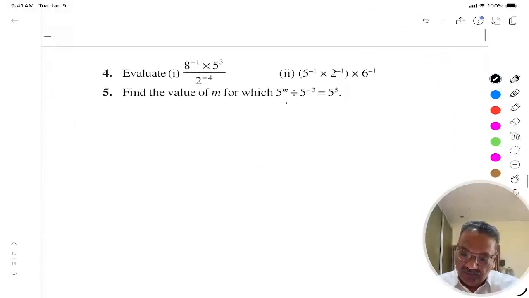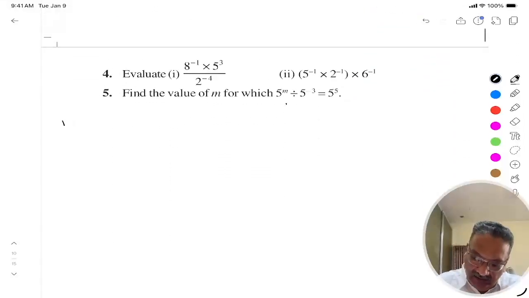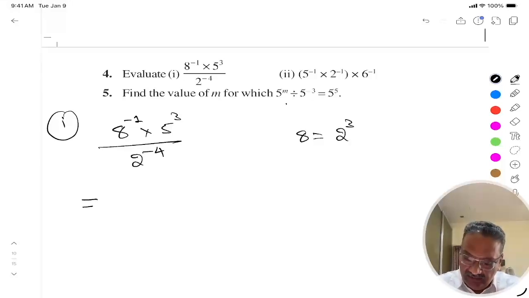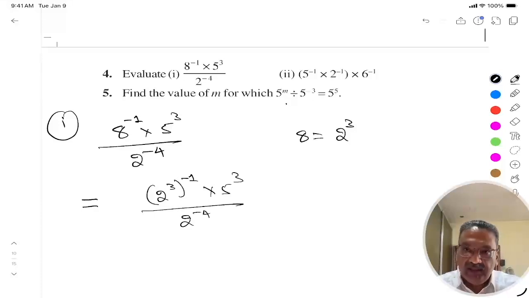Let's now come to the fourth one. What does it say? Evaluate 8 to the power of -1 into 5 cube divided by 2 to the power of -4. See, here nothing is common. The base is not common, the exponent is not common. So what should we do? We should try to make one of them common. We know 8 can be expressed in terms of 2 to the power of 3. Therefore, this becomes 2 to the power of 3 to the power of -1 into 5 cube divided by 2 to the power of -4.